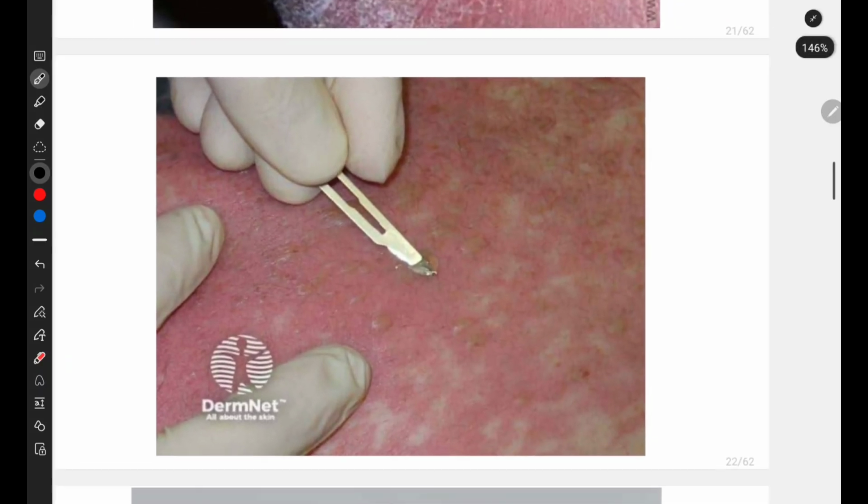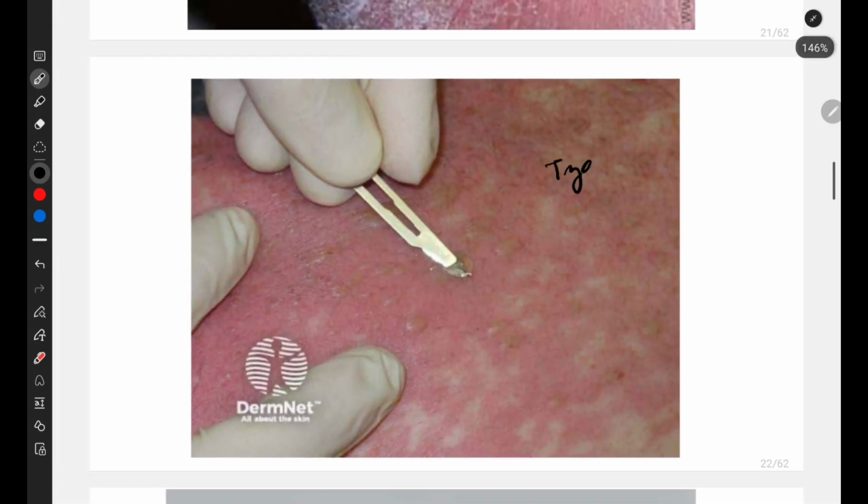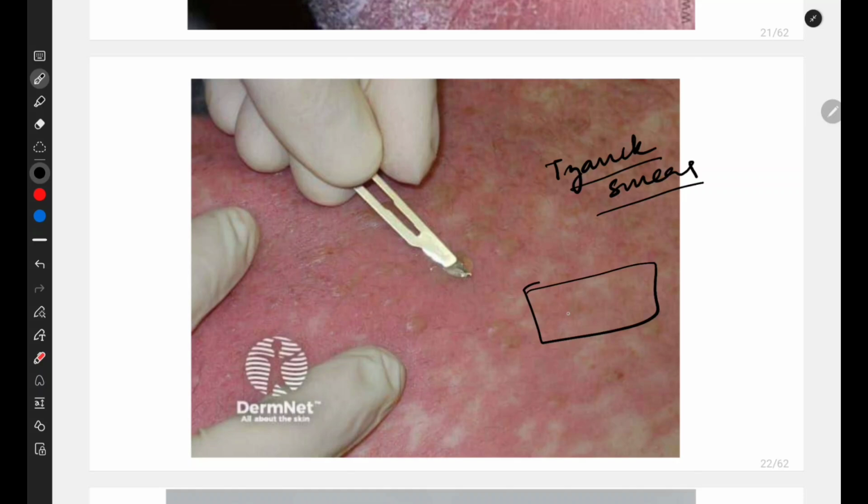So this one is called a Tzanck smear. The procedure is simple. We take a blister or bulla, de-roof it, then take the fluid and put it on a glass slide. After putting the fluid on the glass slide, we'll apply Giemsa stain. Then observe this under the microscope.